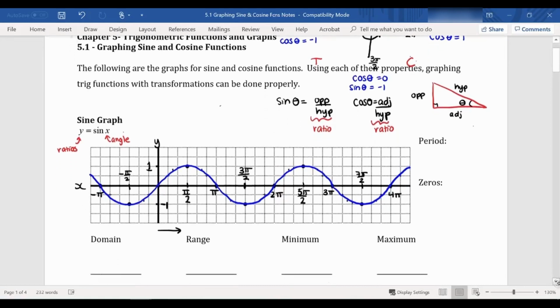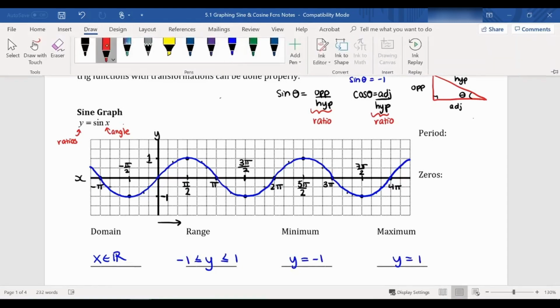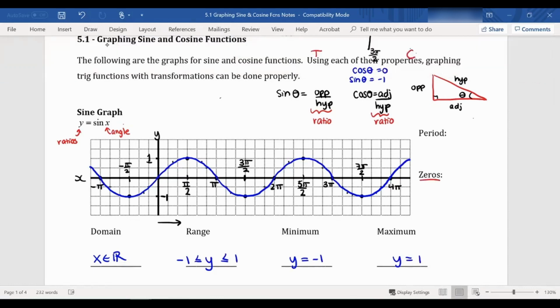So hopefully we can see our domain. We can go left and right forever. Our range, our smallest value is -1, and our biggest possible value is 1, which means our minimum is -1 and our maximum is 1. Zeros, remember, are just x-intercepts.